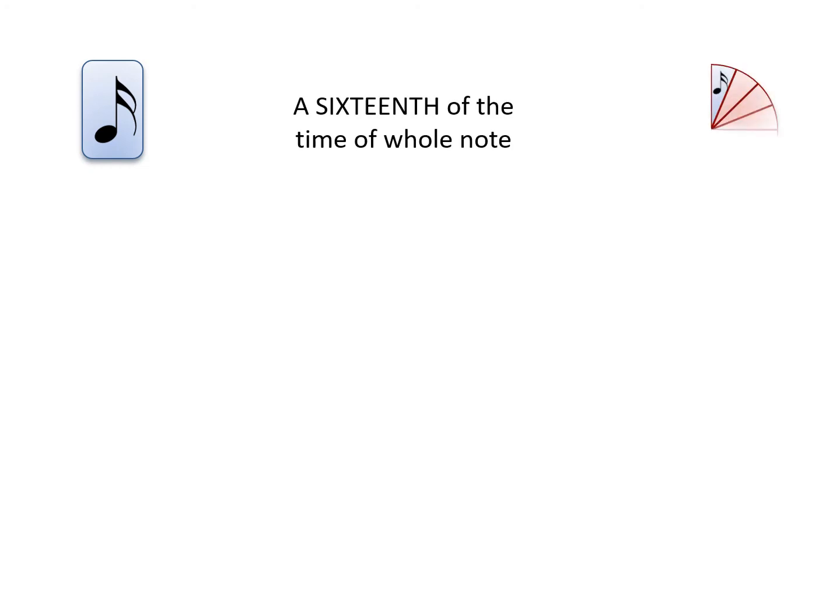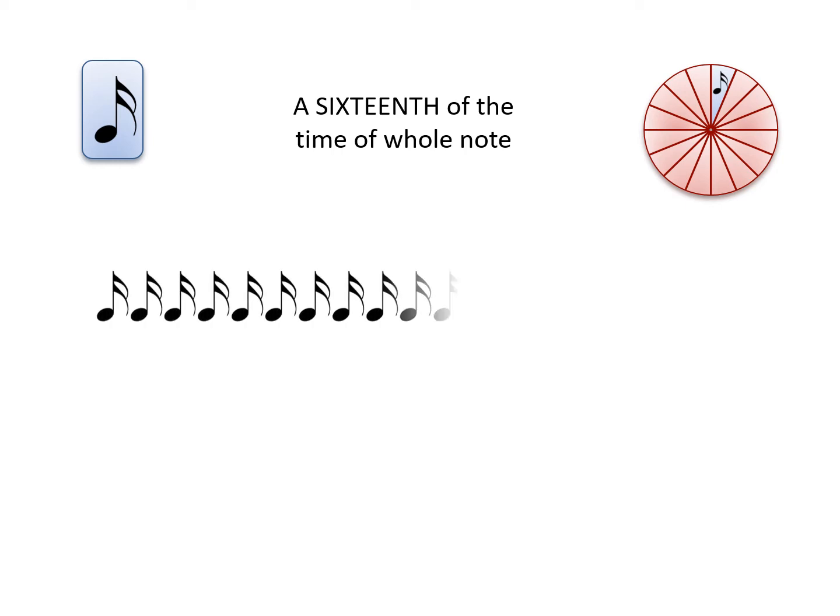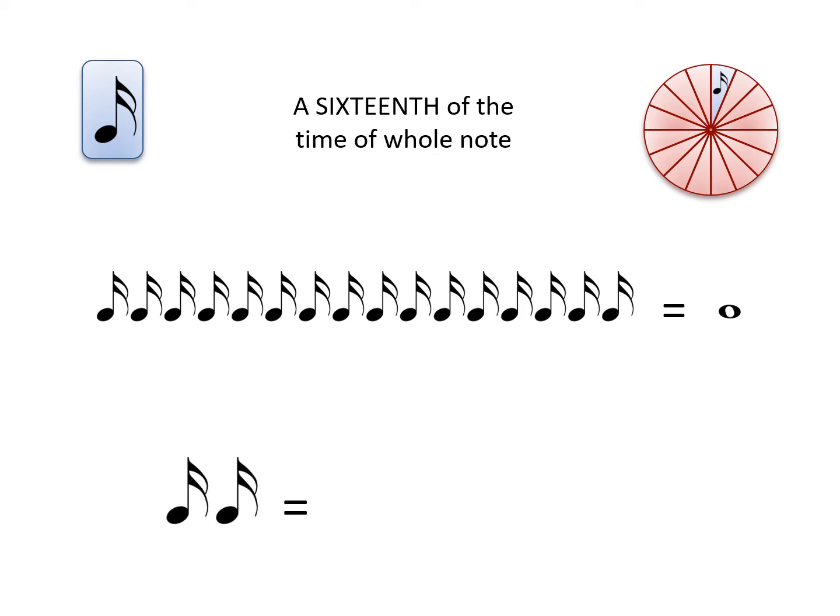The shortest note value is the 16th note. By now you should be recognizing the connection between the note name and the time it gets in relation to the whole note. The 16th note gets a 16th of the time of a whole note, and it takes 16 sixteenths to equal a whole note. And the note value that equals 2 16th notes? That's right, an eighth note.